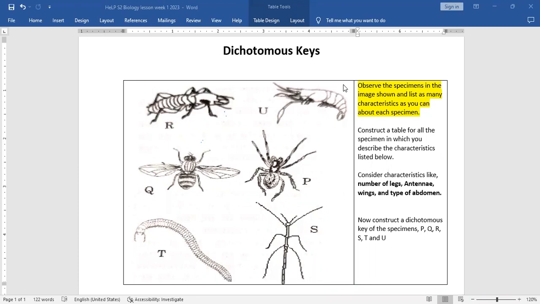You can't see the picture. Does P have wings? Those who are saying it. No, it has no wings. Okay. Let's add that it has no wings. We are left with two specimens.